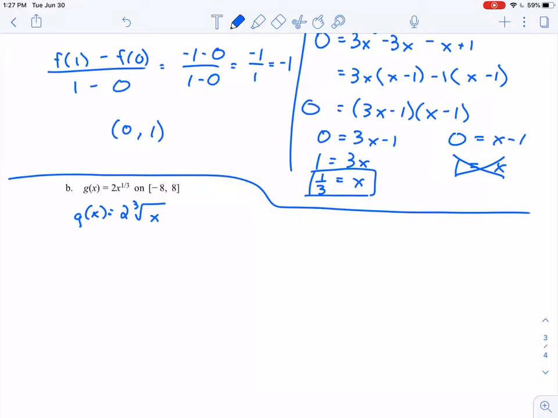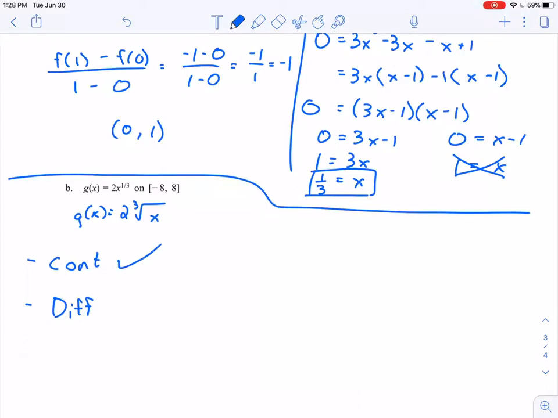So I need to think, first of all, is this function continuous? Well, yes, it is. 2 times the cubed root of x, that is continuous everywhere. A constant multiple of 2 is not going to have any impact. So yeah, it's continuous everywhere. Is it differentiable? This part I'm a little bit less sure of.